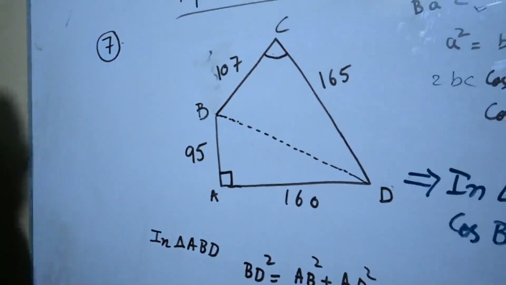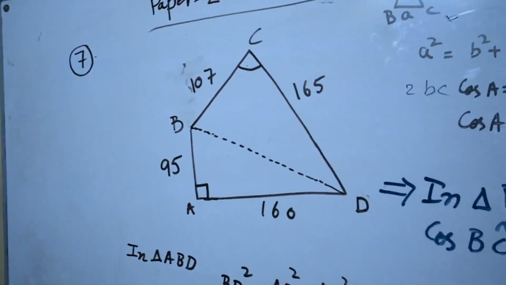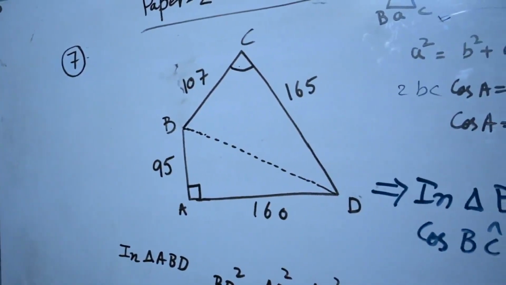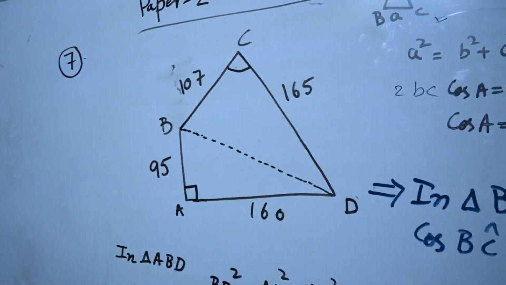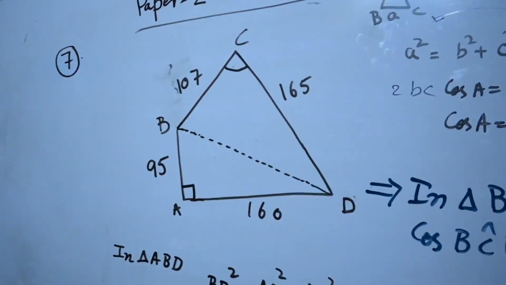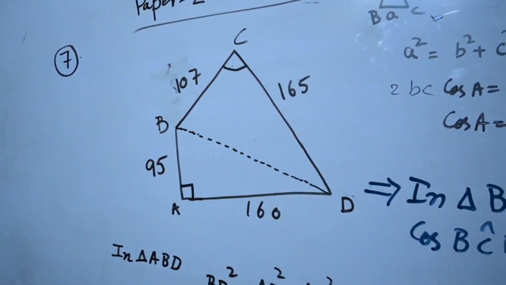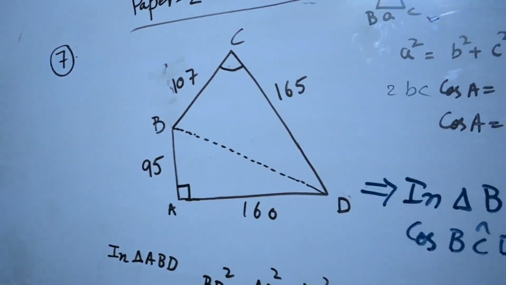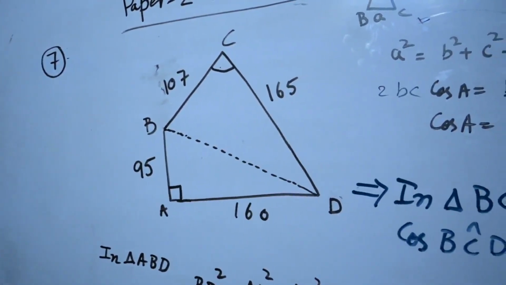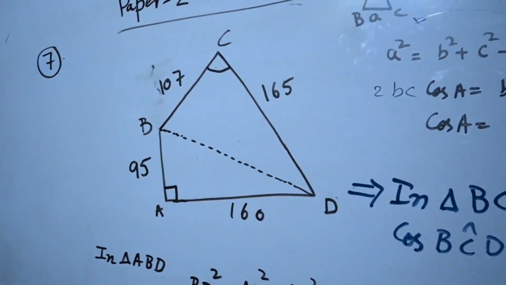So this is how you calculate an unknown angle in a triangle whose all three sides are given. Then you use the cosine rule. The cosine rule is a square is equal to b square plus c square minus 2bc cos of A. So angle BCD comes out to be 83.4 degrees.